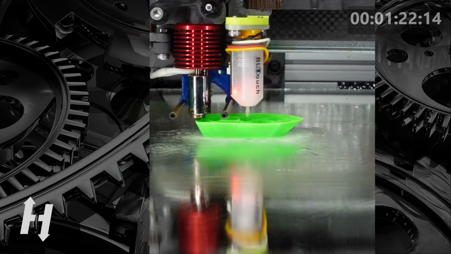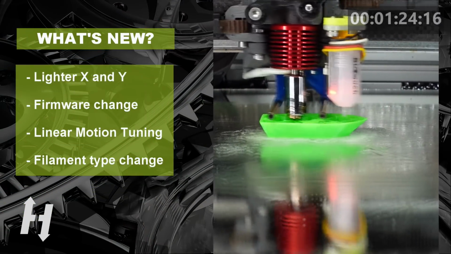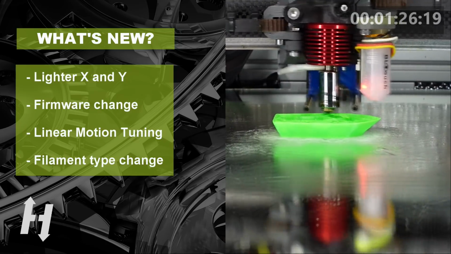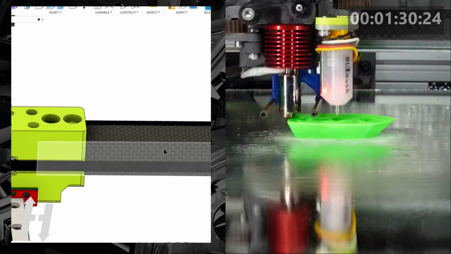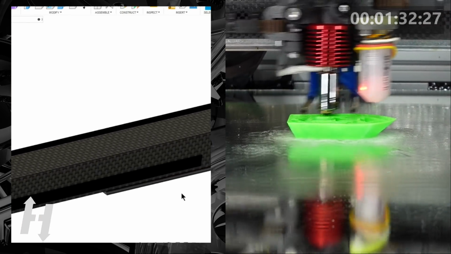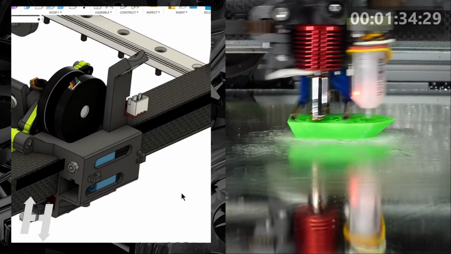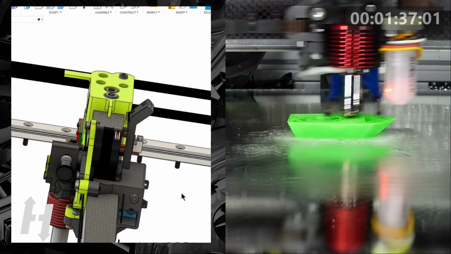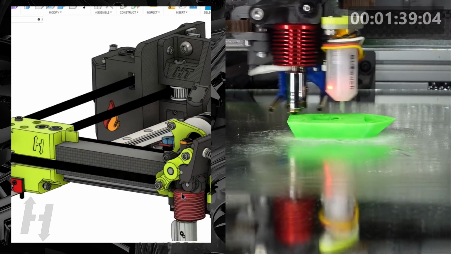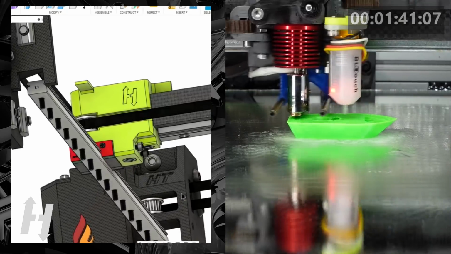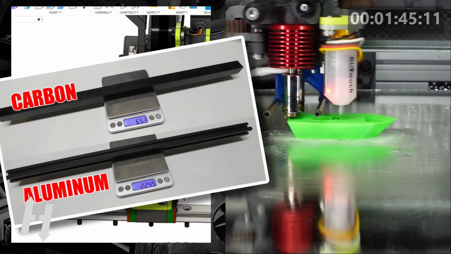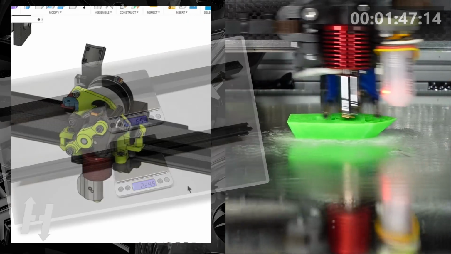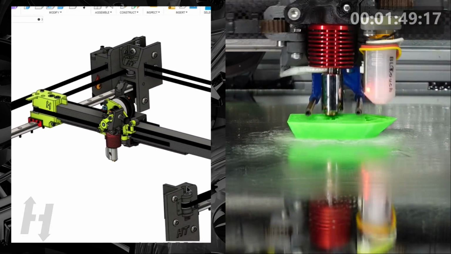Let's see what I have changed and revised for that second submission to the Speedboat Race Challenge. I started by significantly reducing the moving mass of both my X and Y axes. On the Y-axis, I traded my 2020 aluminum profile for a square carbon fiber tube that now holds my MGN linear rail. That tube made me lose quite a bit of weight while keeping rigidity at a very good level. You can find the link to that carbon fiber tube in the video description.